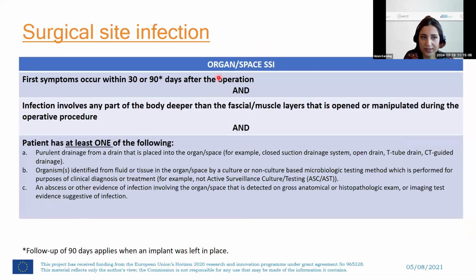And organ space SSIs are infections that involve deeper body parts, such as organs or spaces that were manipulated during the operation. If our infection involves these deeper parts and the first symptoms occur within 30 or 90 days, depending on the implant, and the patient has at least one of these following criteria, our organ space SSI definition criteria would be fulfilled.